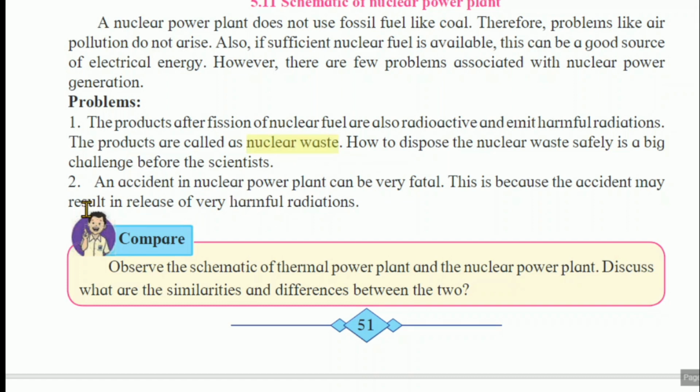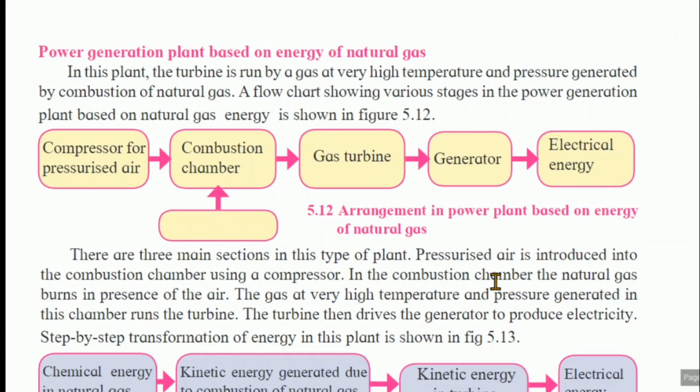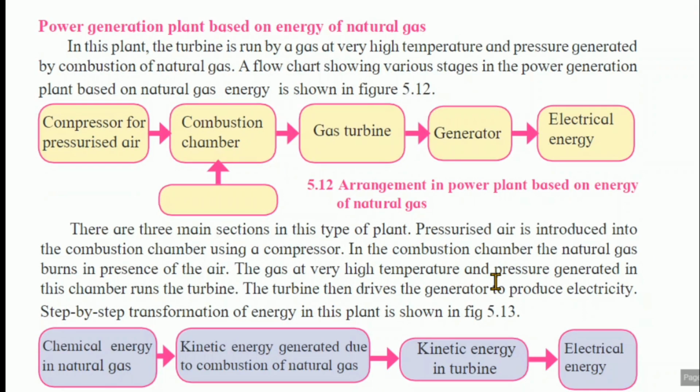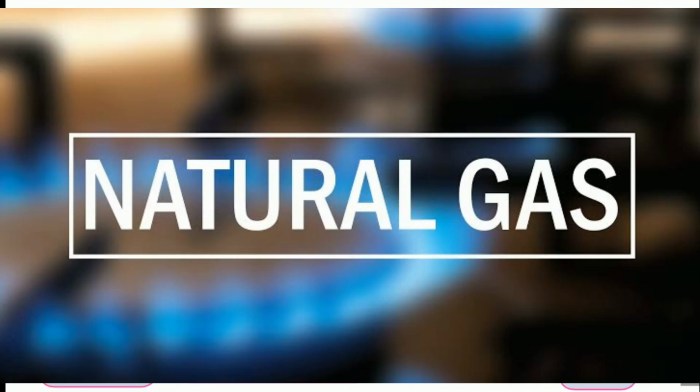Second disadvantage, an accident in a nuclear power plant can be very fatal. This is because the accident may result in the release of very harmful radiations. Next, it is the power generation plant based on the energy of natural gas. We know that natural gas means methane, it is a common example we can say.